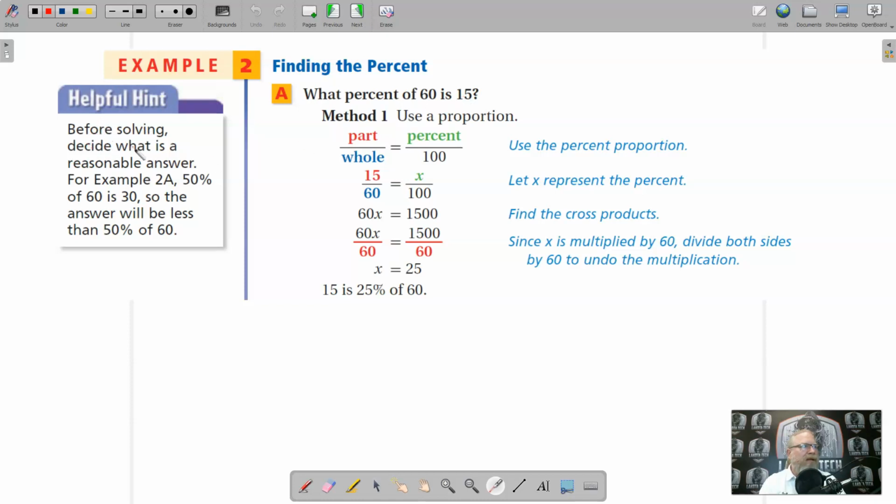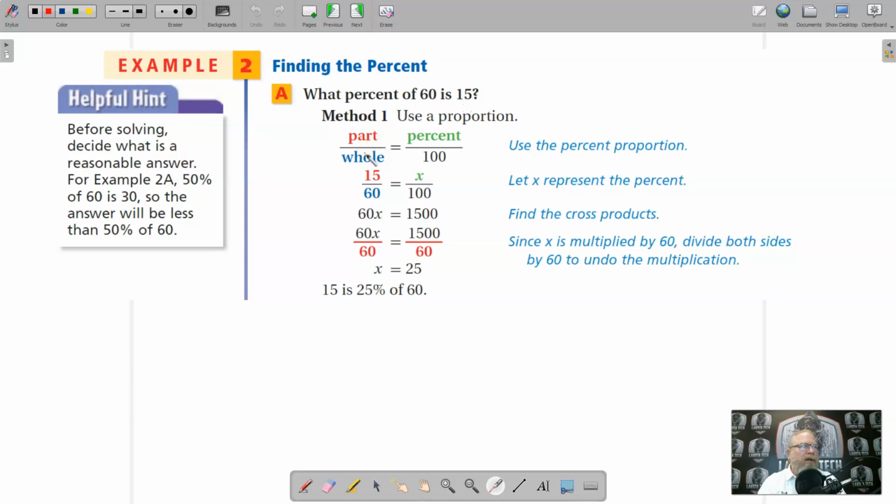Before solving, decide what is a reasonable answer, kind of like I was talking about on the last one. For example, in 2a, 50% of 60 is 30, so the answer will be less than 50% of 60. So I guess what they're saying is, what percent of 60 is 15? Well, 50% of 60 would be 30, so we should be looking for an answer that is less than 50%. I think that's pretty much what they're wanting to tell us.